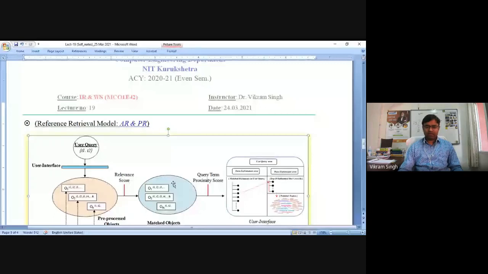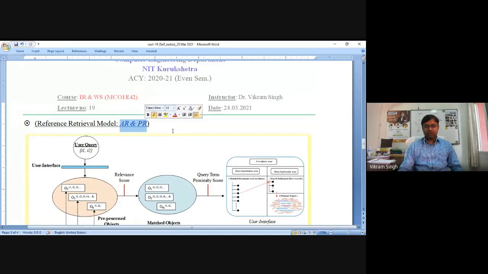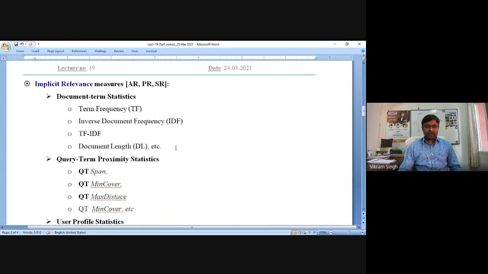So let's go back to the class notes again. I hope it is still open. Yes. Okay. So this is one typical conceptual model which we have proposed by utilizing AR and PR both for relevance estimation. During this ranking step within the retrieval model, we have utilized AR and PR based relevance estimation measures, right? So that's what we have covered already.